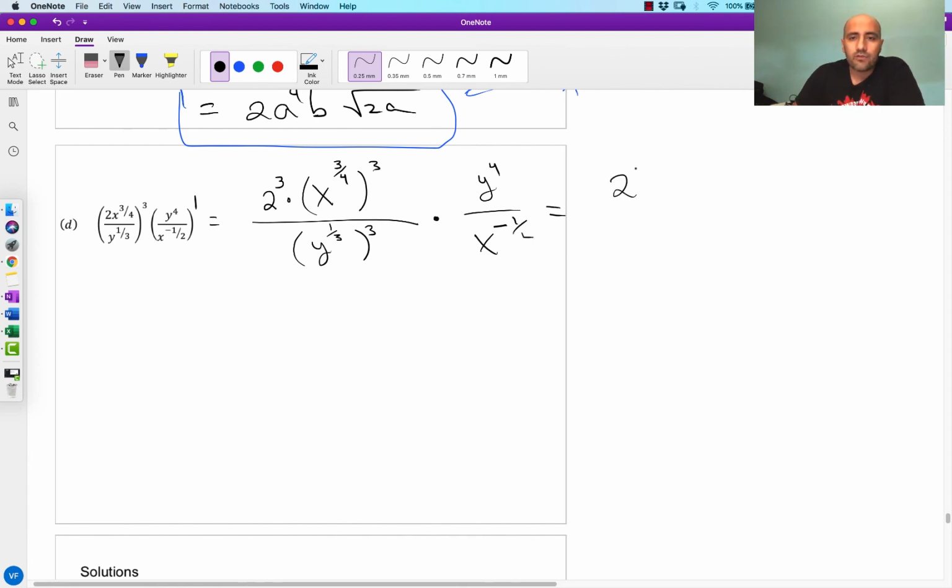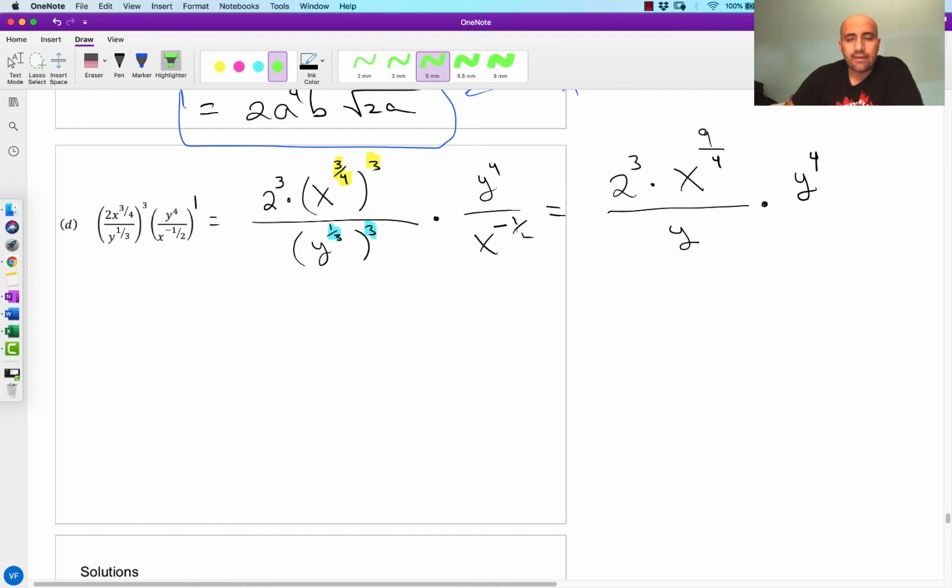Okay, so that's going to be 2 to the third power times x to the 9 over 4 power, dealing with these two, multiplying those two. And then in the denominator, when I multiply these two, those two cancel, giving me just a y. So that would be just y there. Times, and then I have a y to the 4th power there. And I know that if I have a negative in the denominator, I can get rid of that negative by moving it up to the numerator and changing the sign. So I'll have another times x to the positive 1/2 power there. Good. Okay, so now I'm going to reduce this.